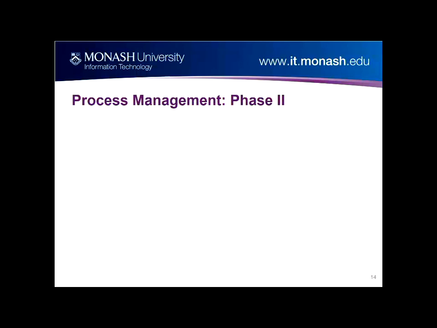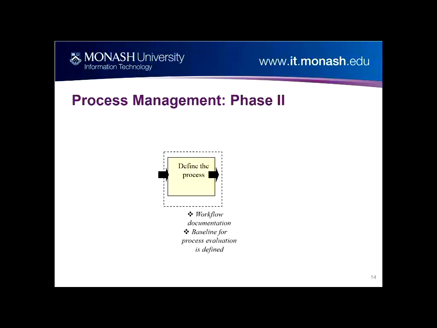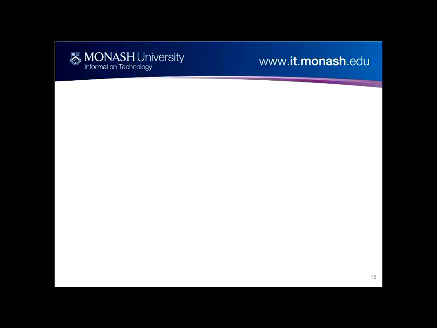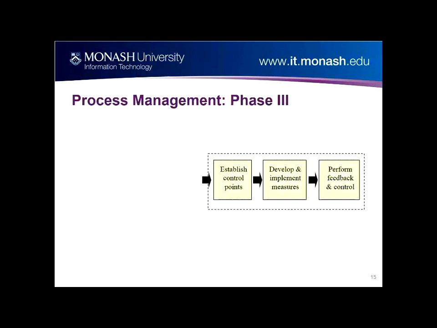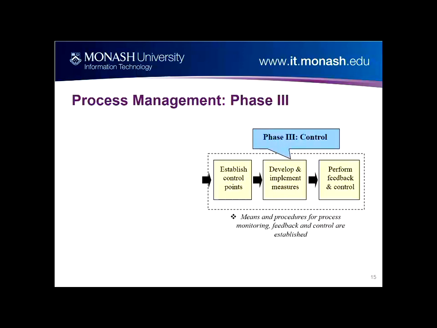So phase two, the process management, which is definition. Define the process. Define what kind of process you need to use for the supply chain process management. The workflow documentation baseline for process evaluation is defined. You define it, then you do subsequently the next phase. The next phase will give you establish a control point, and then develop and implement a measure, what kind of measure that you are using. And after that, you do the performance evaluation, which is what I just mentioned already. So this is basically a capture in a slide: phase three is control.